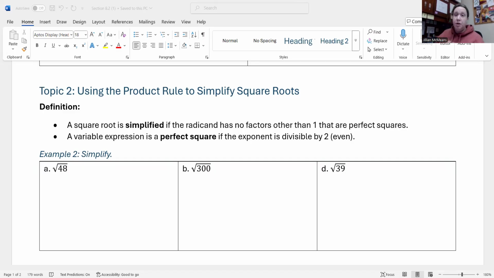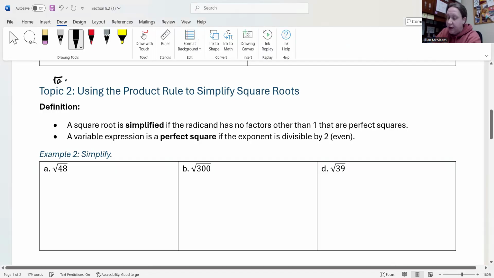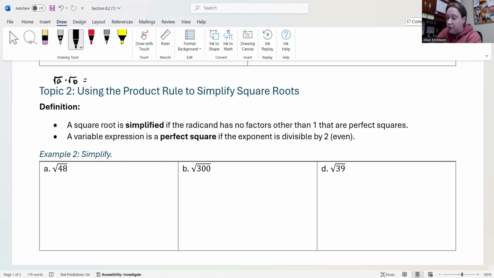For topic 2, we're going to use the product rule for square roots to simplify square roots. Just as a really quick reminder, the product rule tells us that if we have the square root of a times the square root of b, we could rewrite that under a single radical as the square root of a times b. Similarly, we could also have a single radical of ab, and we could break it down into the product of two radicals, the square root of a times the square root of b.